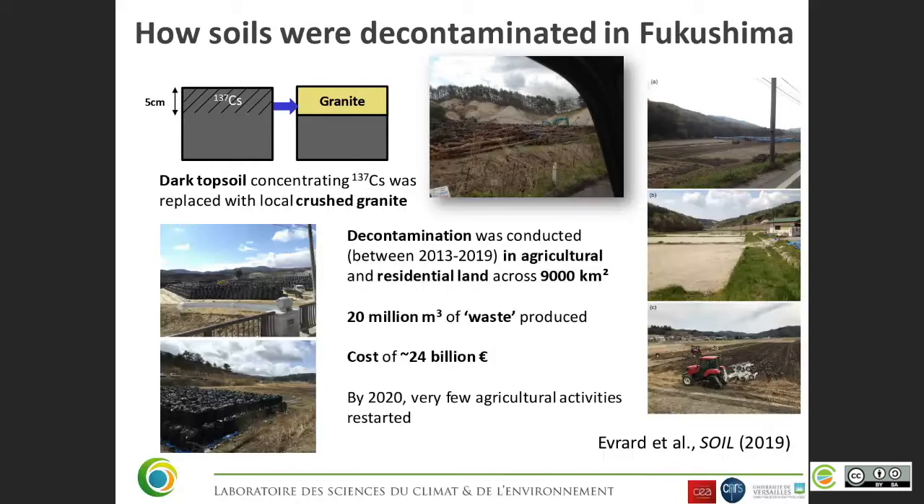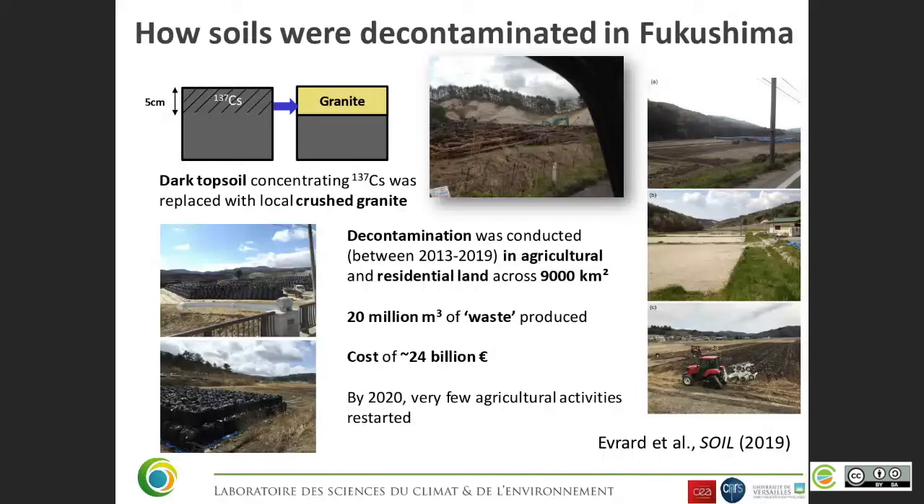So they conducted this decontamination program in agricultural and residential areas only, across a surface of about 9,000 square kilometers, which is probably very small compared to the Green for Green project area, but still significant. It's about the area of the Ile-de-France region, or Corsica, to give you an idea. And they only targeted the residential and agricultural areas, so about 10 to 15% of the total surface. The rest is forest, and they didn't touch the forest. The forest is still intact.